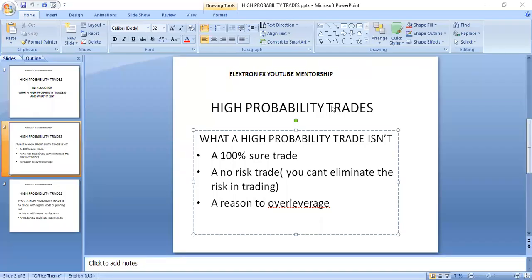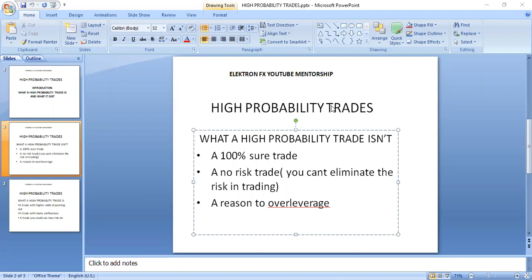So all I'm saying here just boils down to one thing: a high probability trade is not a reason to neglect risk. It's not a reason to over leverage, and it's not a guaranteed trade. It's just a trade that, like a die, instead of looking for a 6, you're looking for a 1, 3, and 6, a higher probability, right?